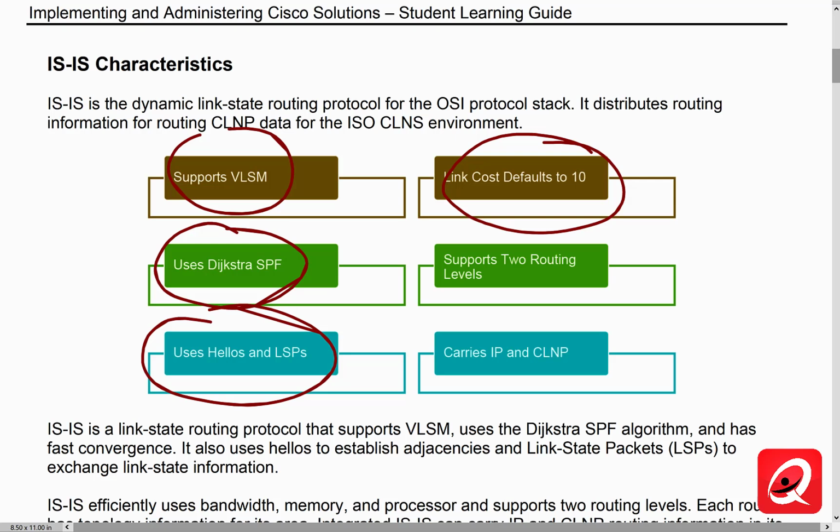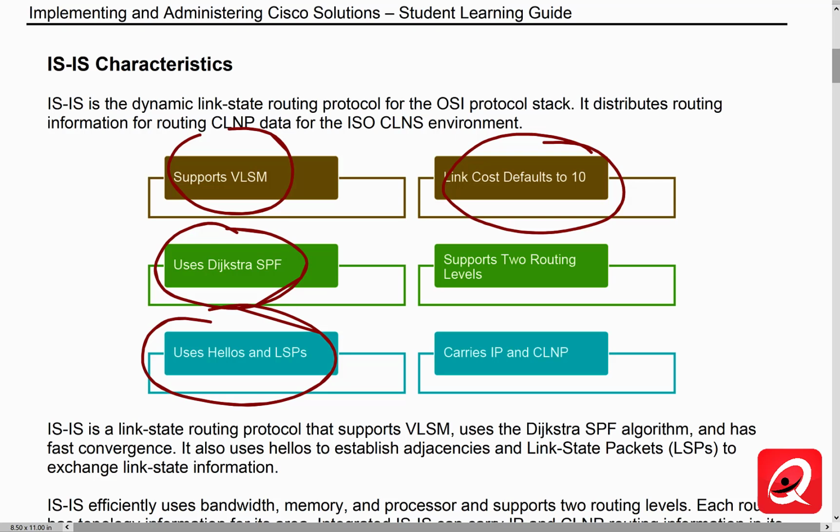ISIS as a link state routing protocol does operate very efficiently. It doesn't require a whole lot of bandwidth to function, a lot of memory, or a lot of CPU processing to carry information. It is a data link layer protocol, so it's a little bit more lightweight than maybe your traditional routing protocols or even your application layer routing protocols like BGP or RIP. And it does use a wide metric. So it uses a 24-bit link metric and a 32-bit path metric.